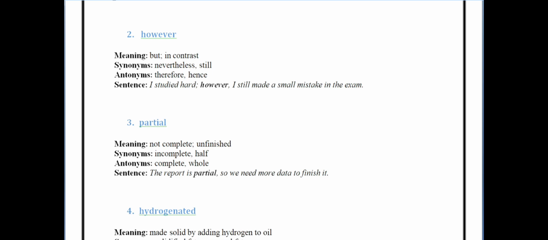Word number 3, partial. Not complete or unfinished. The synonyms incomplete or half. Antonyms complete and whole. W-H-O-L-E. Whole. The sentence is, the report is partial, so we need more data to finish it.